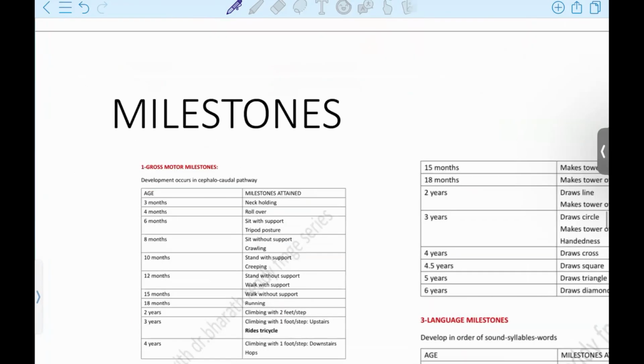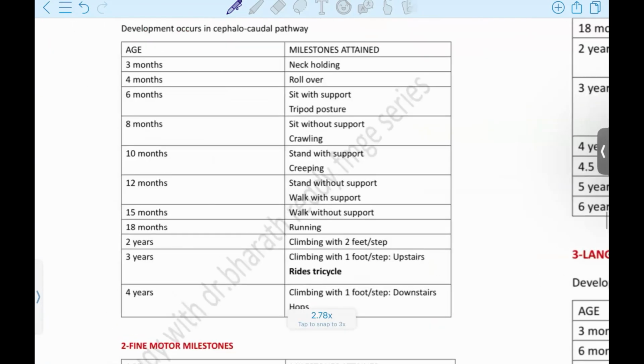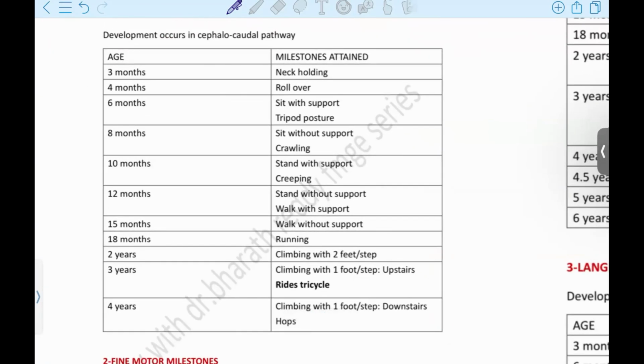Next topic is the milestones. Milestones are commonly asked along with 2 to 3 parts, either gross motor, fine motor, language, or social. So first thing, the gross motor cephalocaudal pathway. What is meant by the cephalocaudal pathway? Here you can see at 3 months, baby has neck holding. At 6 months, sits with support. So first neck, then trunk, then the legs. So like that, gross motor follows a cephalocaudal pattern, from head to toe.